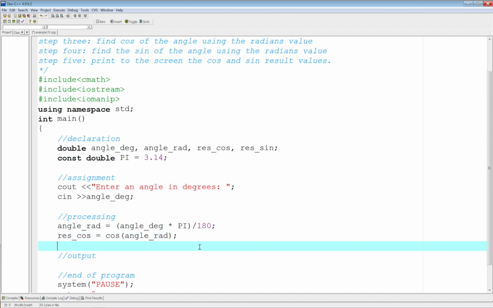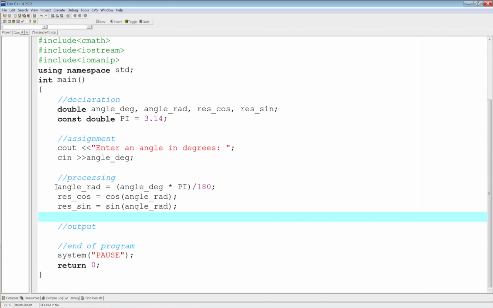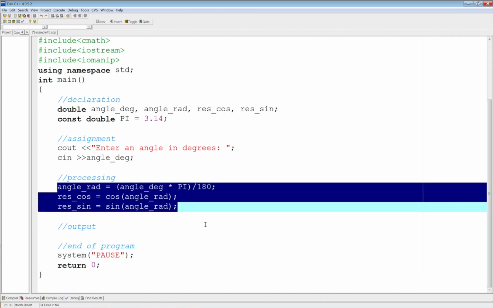So can we do the same thing for res sine? Absolutely. So that would be sine of angle rad. Semicolon. That's it. That is pretty much the heart of your program right here. Okay? These would have accomplished what you need in terms of processing.